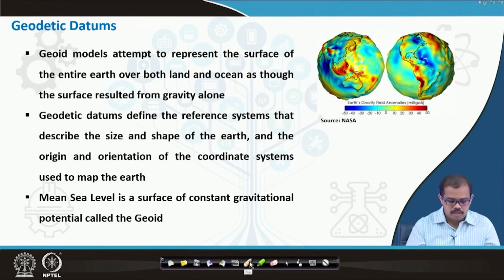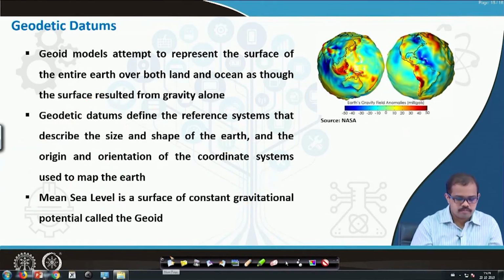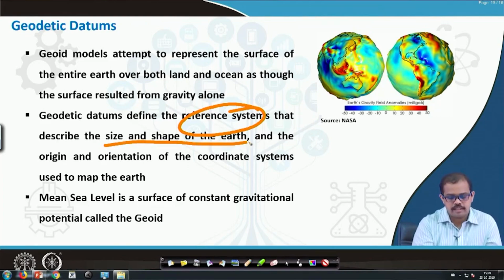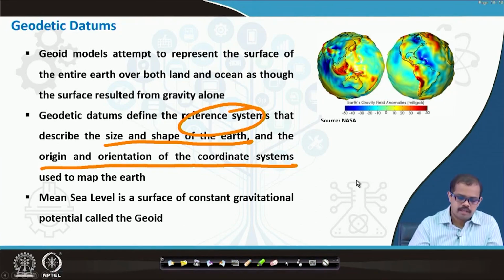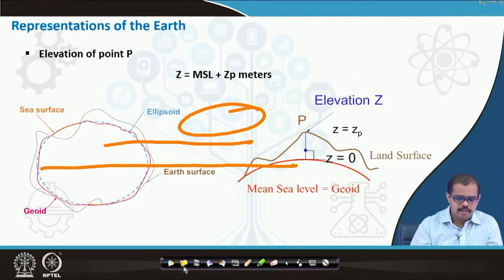So the thing you have to look at is that geodetic datums define a reference system. It describes the size and shape of the earth, what the size of the earth is, the shape of the earth, and the origin and orientation of the coordinate systems. All of these together form a datum. Mean sea level is a surface of constant gravitational pull, which I have already spoken about in my previous class.